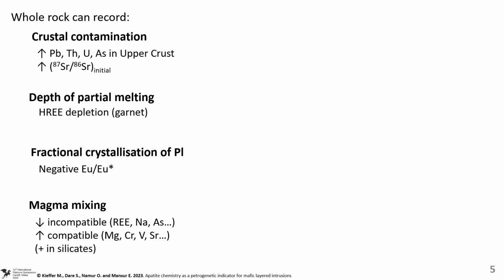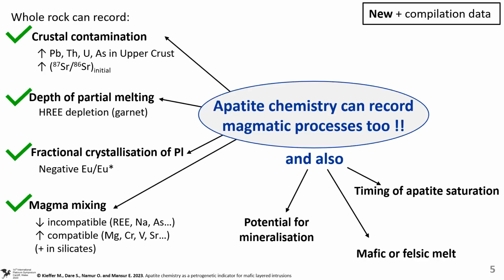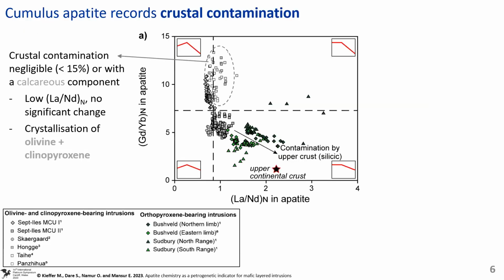So before talking about apatite to trace magmatic processes, you all know that whole rock can record several processes, such as crustal contamination, depth of partial melting, fractional crystallization of plagioclase, and also magma mixing. And in the following presentation, I will show you that apatite chemistry can record all these processes, and also the timing of apatite saturation, if apatite can crystallize from a mafic or a felsic melt. So let's start with crustal contamination.